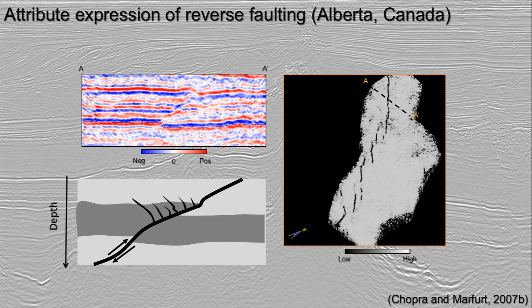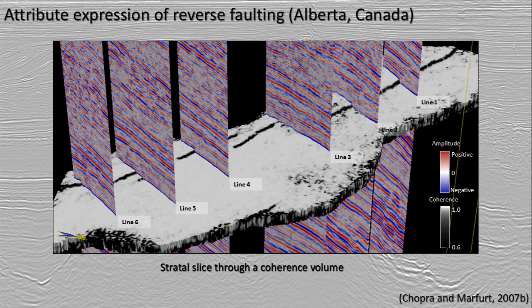Here we've got a reverse fault in Alberta, Canada, where you can see coherence that's been run, and it shows those en echelon faults that are running north to south. When we look at it with a different view, we can see the coherent stratal slices going through here, with the vertical slices through the seismic amplitude that are drawn orthogonal to the faults. And so you can see how the en echelon faults help you break up the seismic volume to look at it.